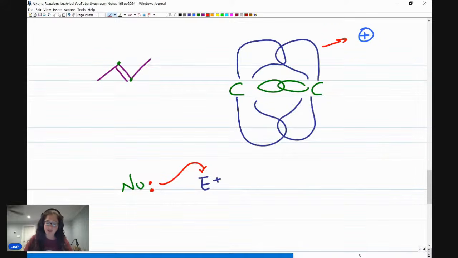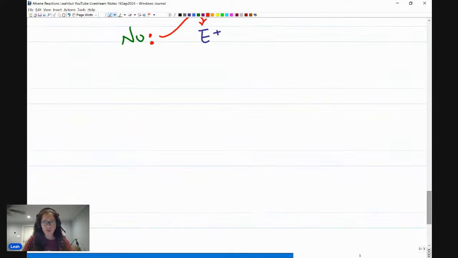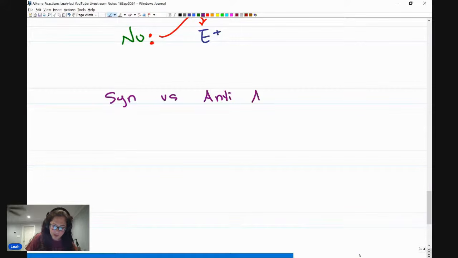That is how we get a lot of the reactions that we're going to see with the electrophilic addition, with these alkene addition reactions. Before we go into the specifics, there's a couple more things that we have to look at, again, from the perspective of understanding rather than memorizing. And the first is the concept of syn versus anti-addition.